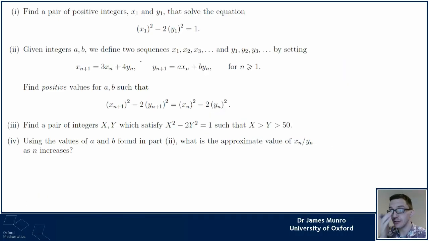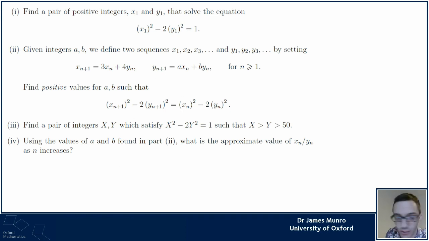Second part of the question. We're now going to make these numbers into sequences. The new terms of the sequences, this is a little bit strange, are going to be defined in terms of the previous value of each of these sequences. So xn plus 1 is going to depend on xn and yn, and yn plus 1 is going to depend on xn and yn. And it's got these numbers a and b.